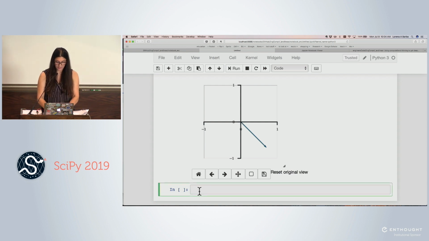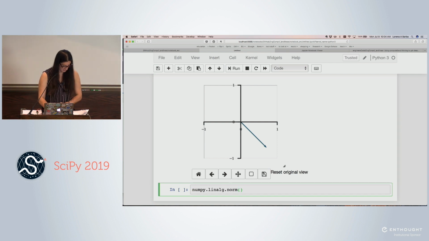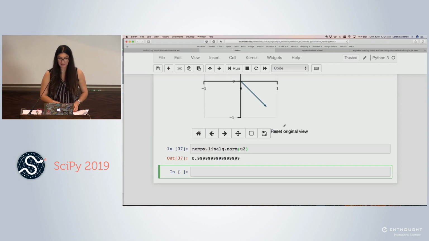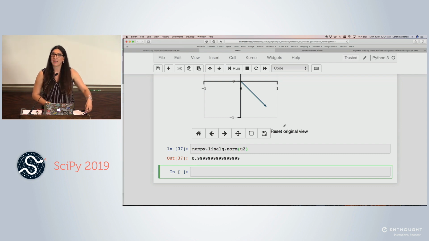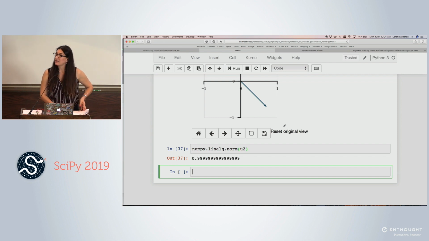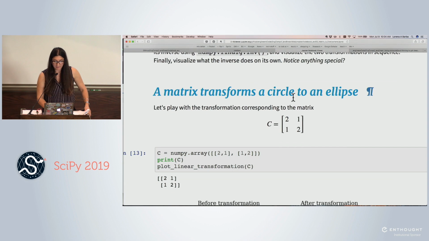Well, let's look at the norm. NumPy dot linalg norm of U2. And it's 1, essentially. So the effect of the matrix on the vector is just to scale it, again, but the scaling factor is 1. These vectors, V1 and V2, that are aligned with the semi-major and semi-minor axis of the ellipse are very special. The effect of the matrix is just to scale them. They're the eigenvectors of the matrix C. And this is a key idea.